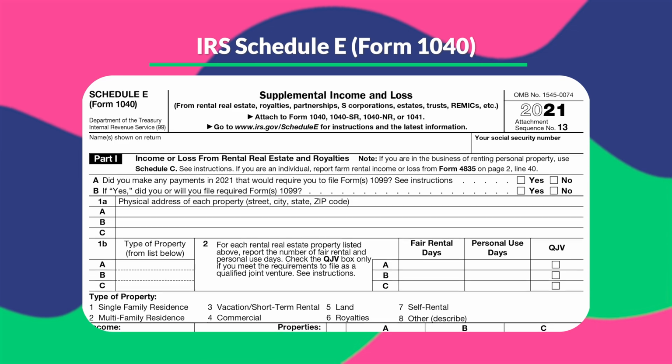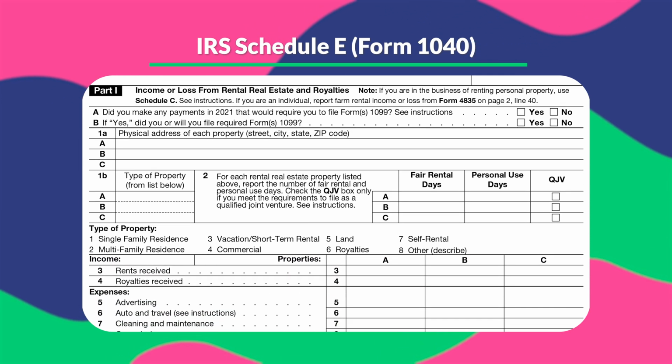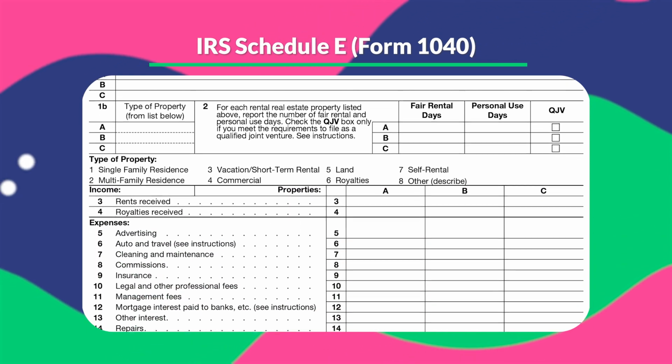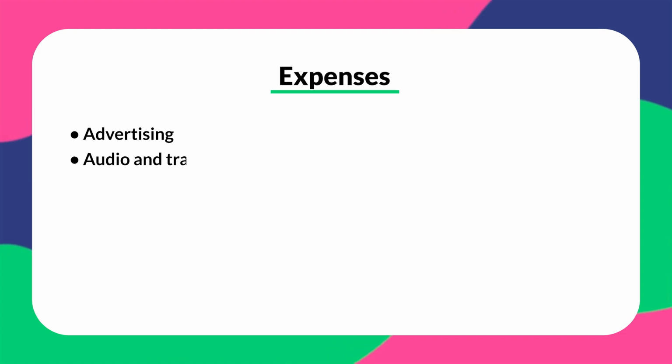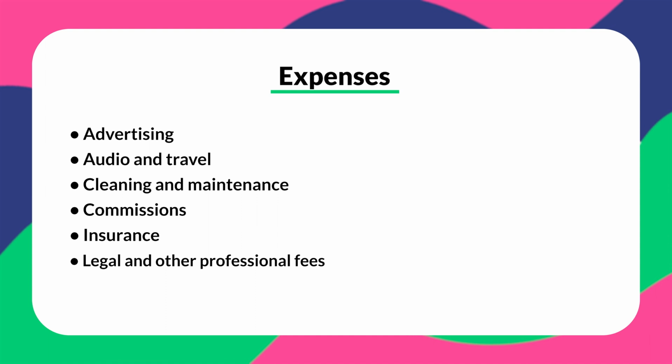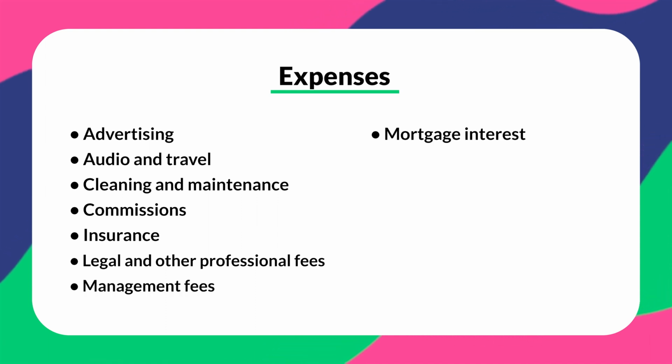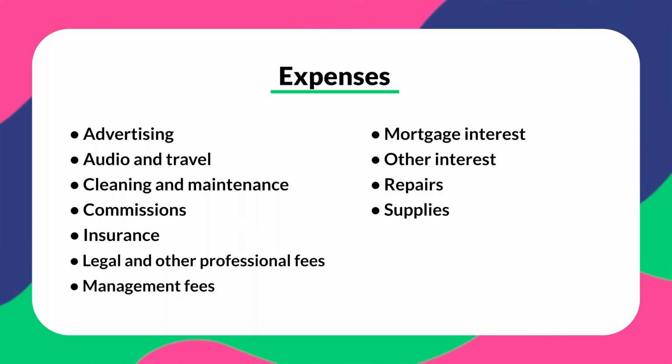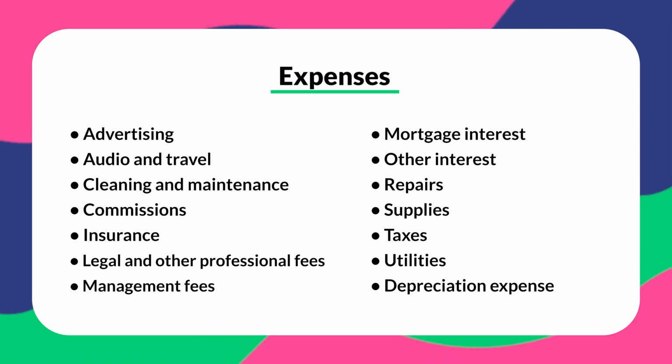Your expense accounts are relatively easy to set up, as they'll most likely be similar or identical to the 15 expense accounts listed on that 1040 form. That includes things such as advertising, auto and travel, cleaning and maintenance, commissions, insurance, legal and other professional fees, management fees, mortgage interest paid to banks, and so many other interests in repairs and supplies and taxes and utilities. The list literally goes on.